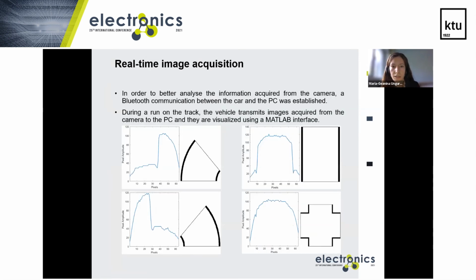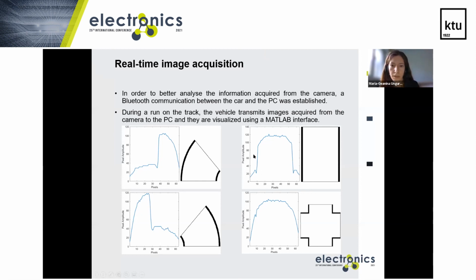In order to better analyze the information acquired from the camera using the above algorithm, a Bluetooth communication between the car and the computer was established. During a run on the track, the vehicle transmits acquired images from the camera, and they can be visualized using a MATLAB interface.